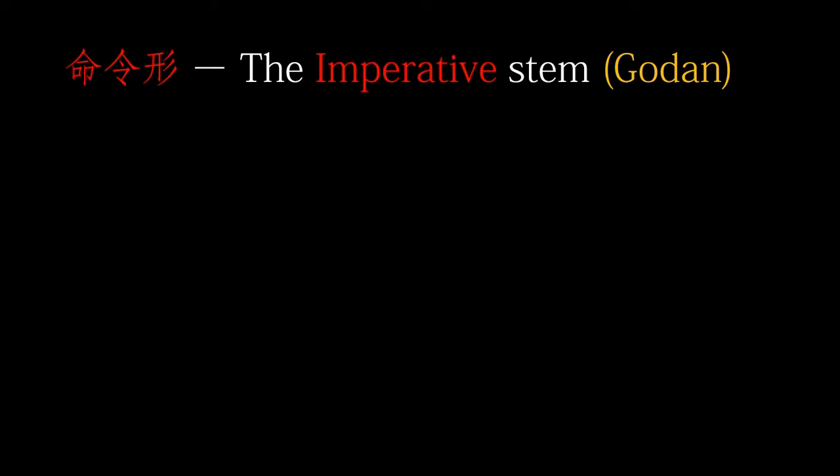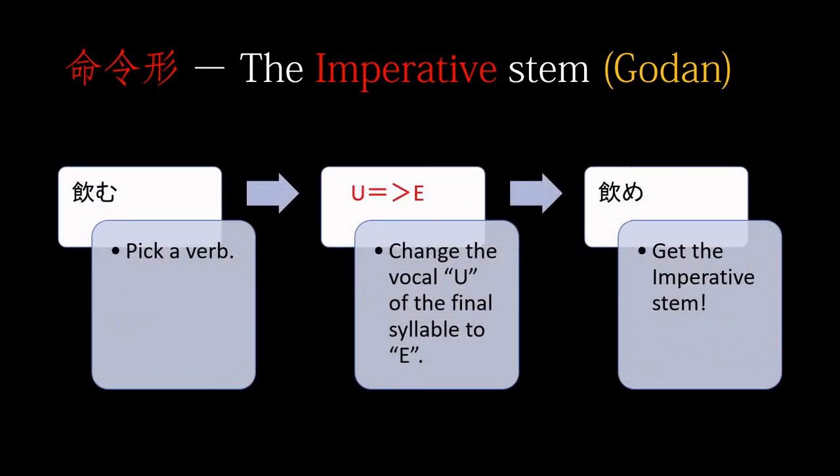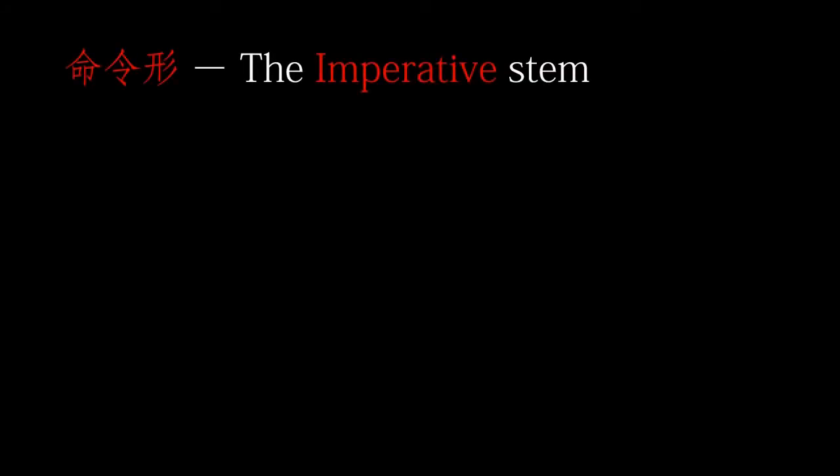Now when it comes to Godan, you can probably guess that once again U becomes E. And this is the way we will get the imperative stem. So nomu becomes nome. Once again, we pick a verb, change the vowel U of the final syllable to E, and this is the way we will always end up with the imperative stem, if we require it, of course. And let's see this on the table.